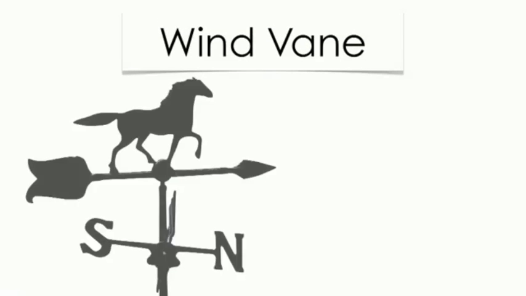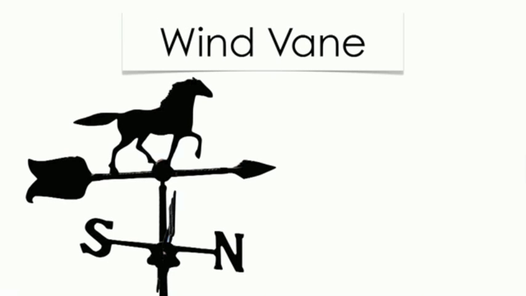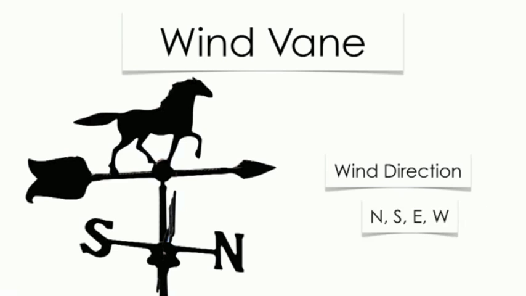Meteorologists use weather vanes or wind vanes to determine wind direction. Now wind direction, obviously, is going to be north, south, east, and west. Just keep in mind, winds are named from the direction in which they come from.